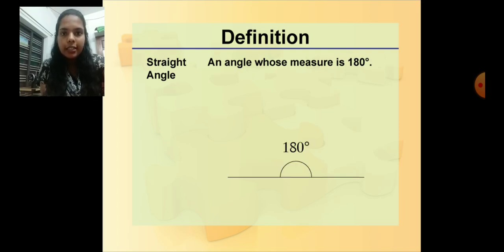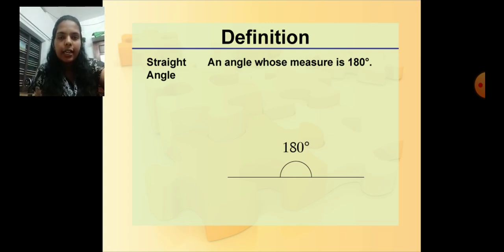And then straight angle. A straight angle means an angle whose measure is exactly 180 degrees. In the slide I show the picture, isn't it? Likewise, an angle of exactly 180 degrees is called a straight angle. First acute angle, right angle, obtuse angle, then now straight angle.